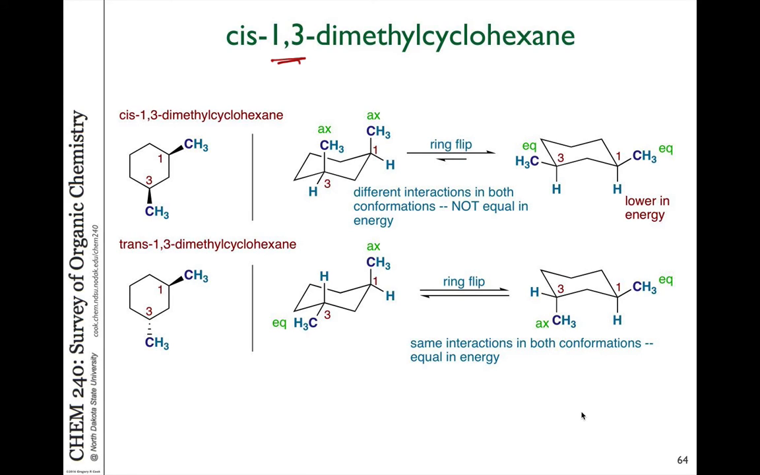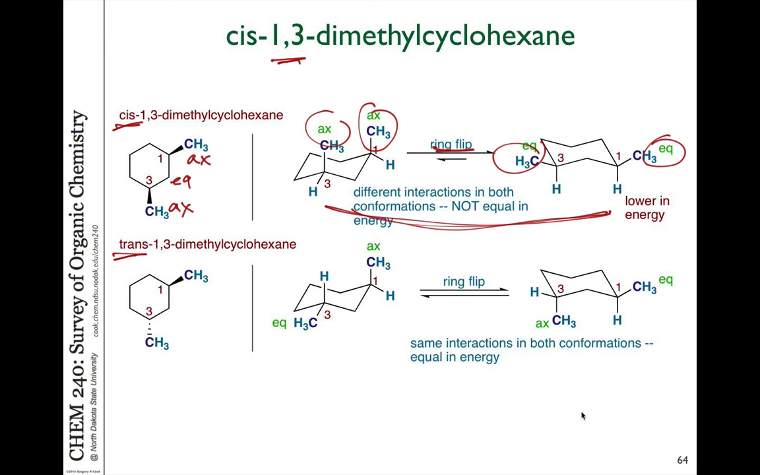Okay, if we analyze the molecule that's now 1,3-dimethylcyclohexane, so we've moved one of the methyl groups one carbon further away, now we see just the opposite thing when we look at the cis versus the trans, because again, the up position axial, equatorial alternates as you go around the ring. So what was axial and equatorial now becomes axial. So the cis compound has both CH3 groups axial in one conformation, and if we do the ring flip, they're both equatorial. So they're not equal in energy. We have one lower in energy than the other.